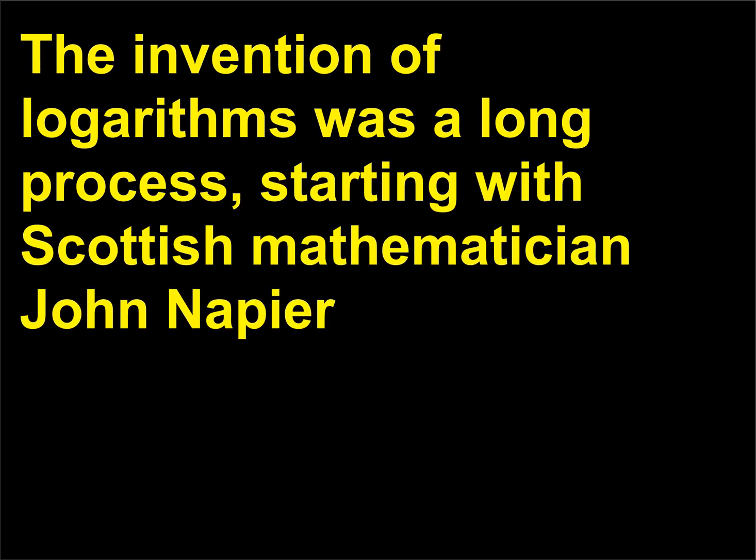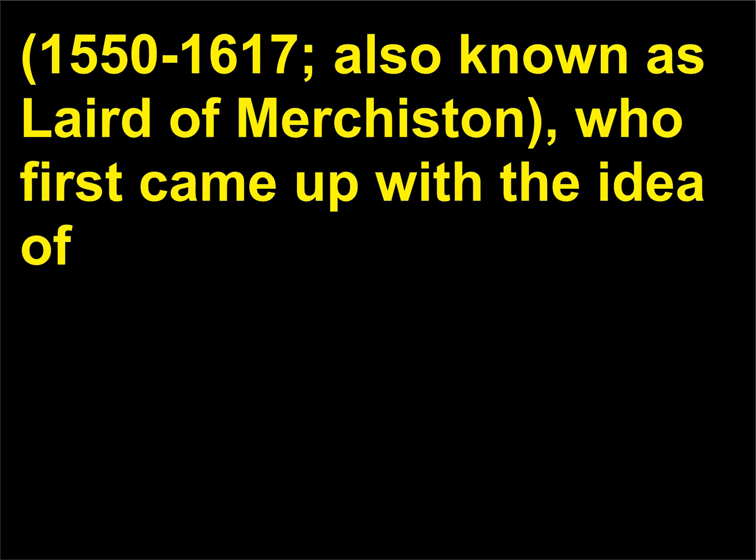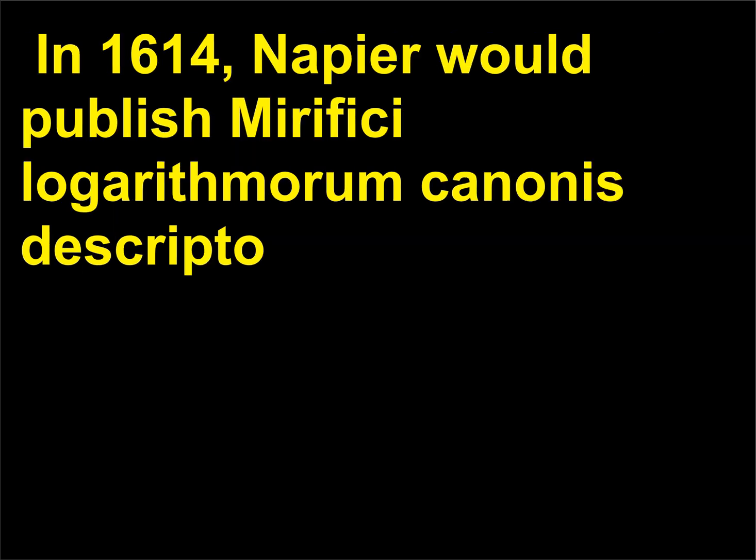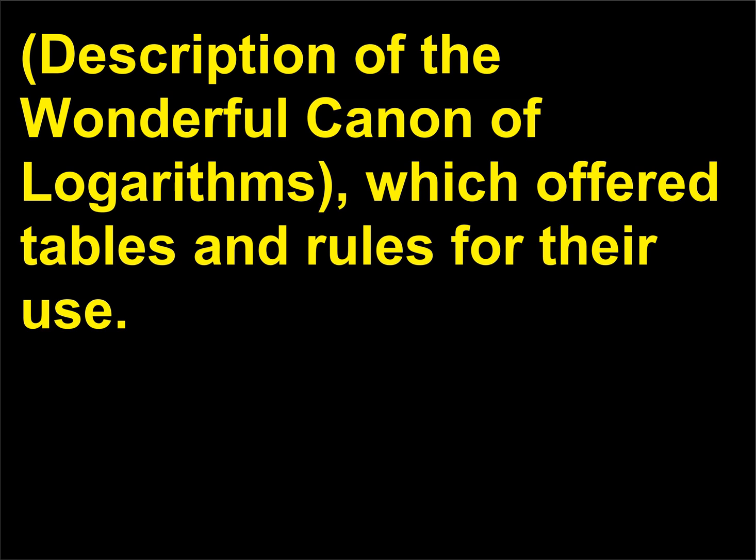The invention of logarithms was a long process, starting with Scottish mathematician John Napier, 1550 to 1617, also known as Laird of Merchiston, who first came up with the idea of logarithms in 1594. But the actual invention and announcement of logarithms would take another 20 years. In 1614, Napier would publish Mirifici Logarithmorum Canonis Descriptio, Description of the Wonderful Canon of Logarithms, which offered tables and rules for their use.